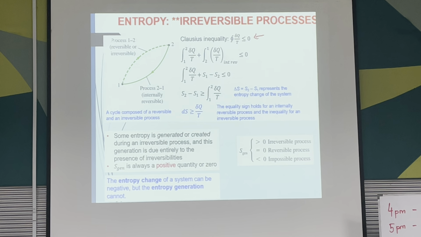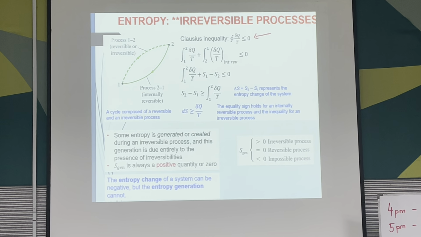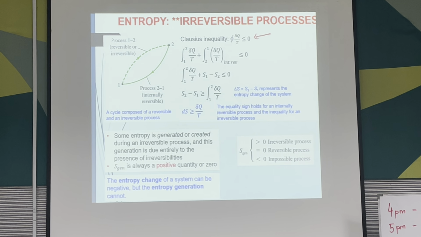So this equation here, we split it into two different processes. So 1 to 2 and 2 to 1, because you go to 1, then you come back from 2 to 1. Now process 1 to 2, we say it can be reversible or irreversible. If process 1 to 2 is reversible, it will actually follow back the same line to go back to 1, because it will technically be the same process. 2 to 1 is just internally reversible, but technically it is still not fully reversible.